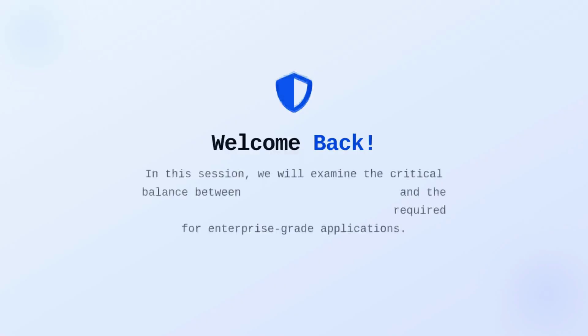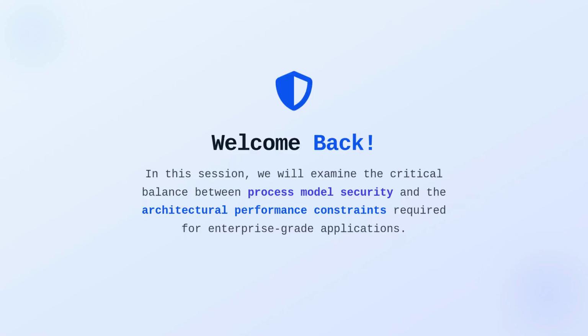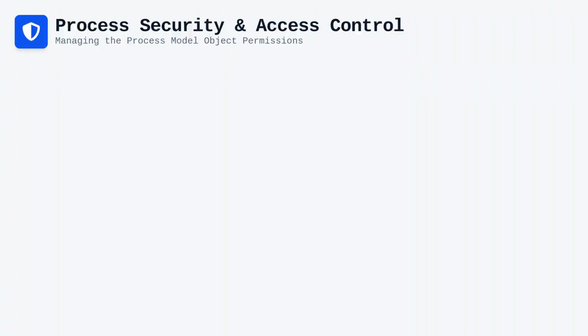Welcome back. In this session, we will examine the critical balance between process model security and the architectural performance constraints required for enterprise-grade applications. When we talk about process security, we are primarily dealing with the access control list defined on the process model object itself.